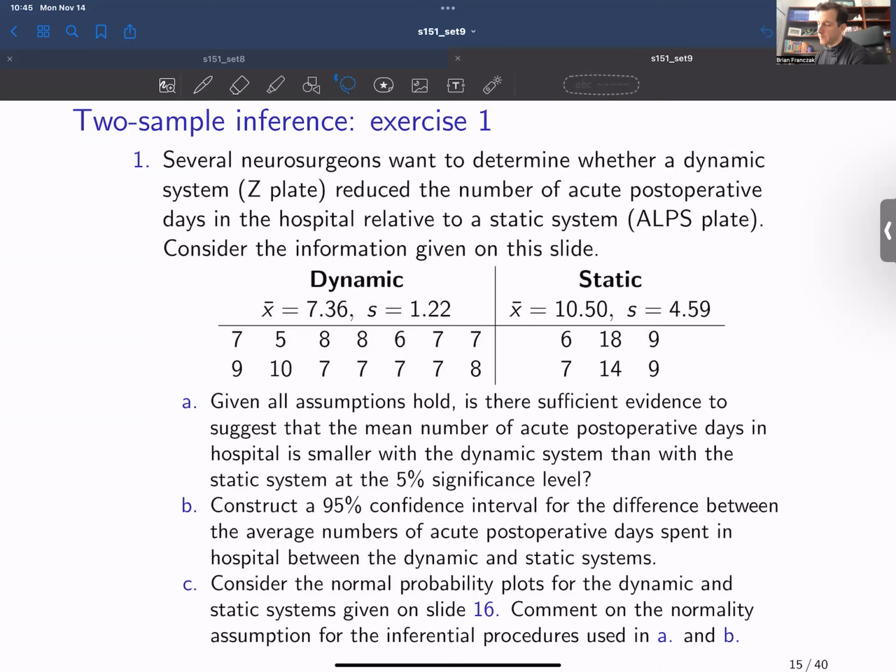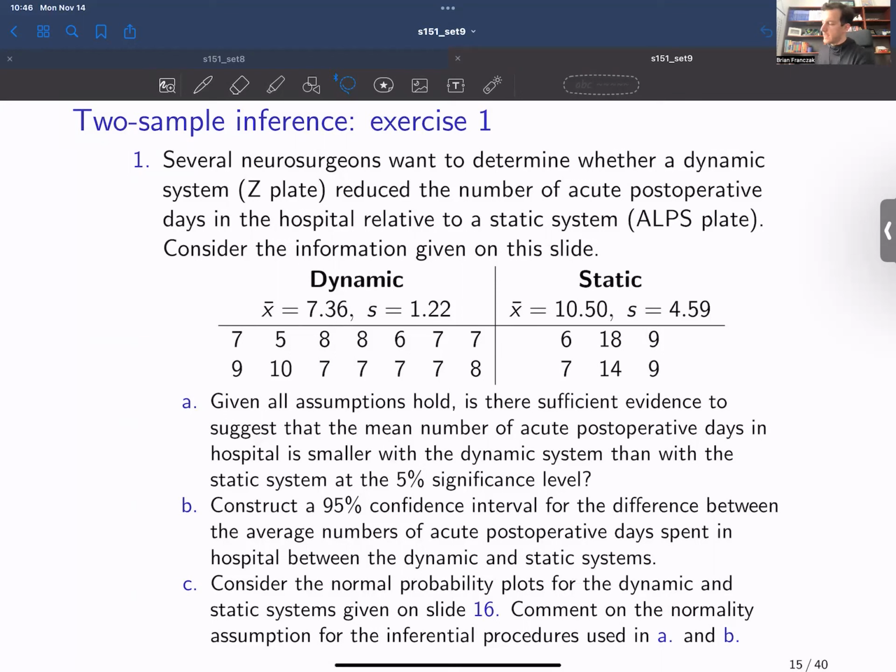This data comes from, well, I'll just read the problem. It says several neurosurgeons want to determine whether a dynamic system, which we can call the Z-plate system, reduced the number of acute post-operative days spent in hospital relative to a static system. Okay.